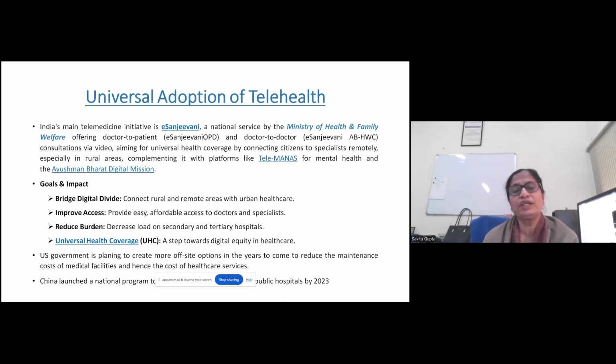Already, the US government is planning to create more off-site options in the years to come to reduce the maintenance cost of the medical facilities and to make the healthcare services more cost effective. China has already launched a program to make all their public hospitals telehealth enabled, and by 2023, 70% of the Chinese hospitals have adopted telehealth. So soon, by 2030, telehealth will be the universally adopted standard and will get the regulatory approval by the WHO.